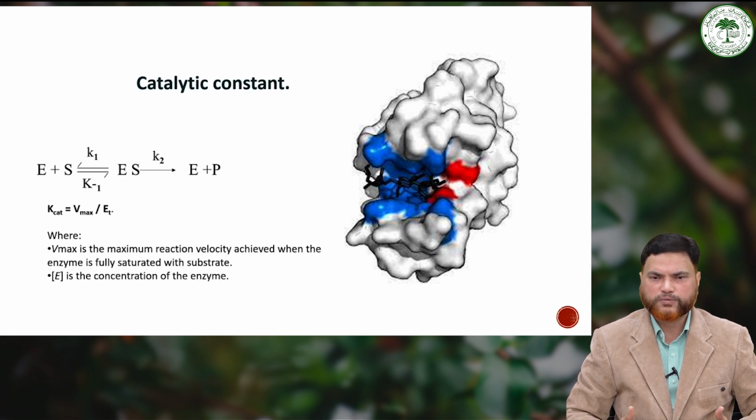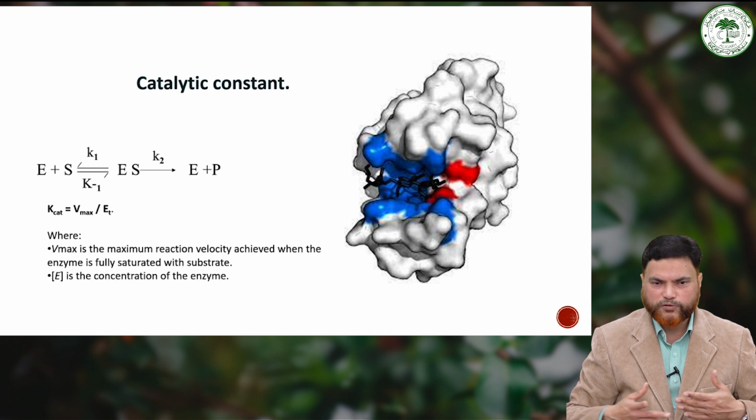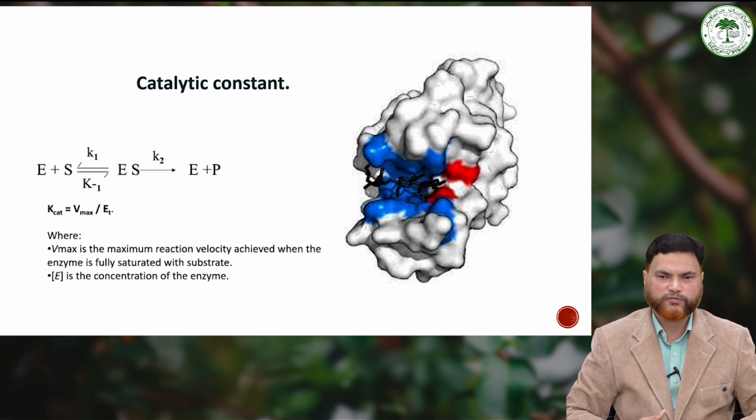This is influenced by various factors including temperature, pH, substrate concentration, and presence of inhibitors or activators. For example, I would like to share with you one interesting example of catalase. This enzyme catalase has the highest turnover number recorded so far. Each enzyme molecule can break down 40 million hydrogen peroxide molecules per second.